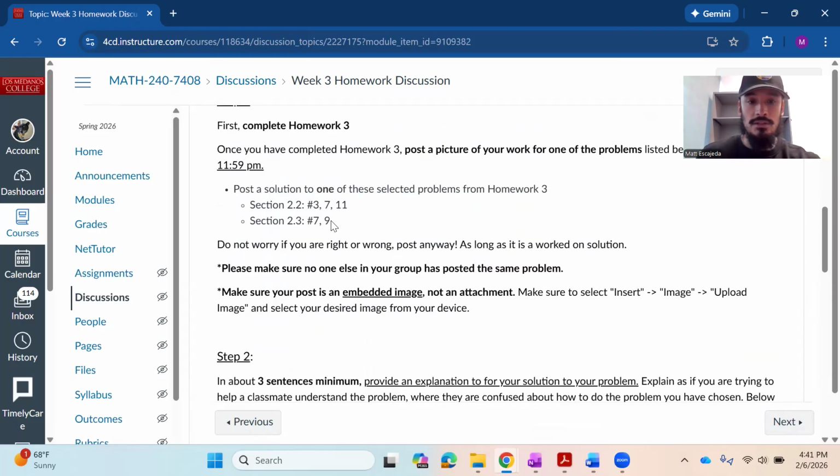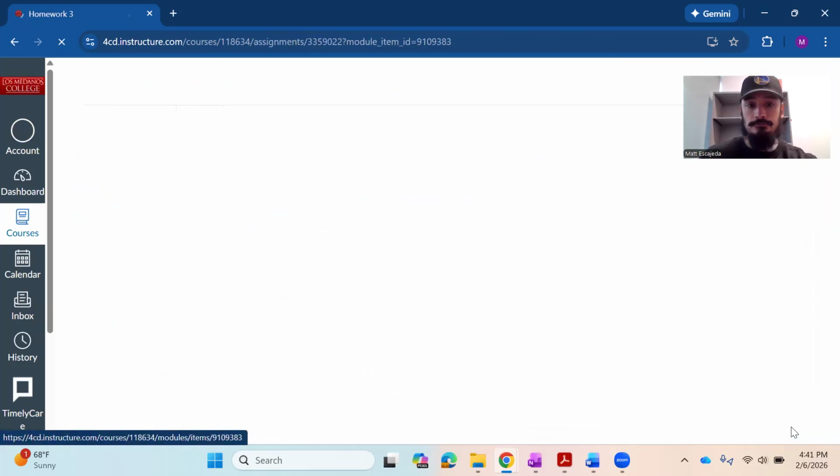And then, here are the selected problems. Make sure you're doing the selected problems. You're not just posting any problem from the homework. These are the specific questions that I want you guys to post. All right. So keep it within these. If you post an outside problem, not from this list, it's not going to get the credit. Okay. So that's the discussion.